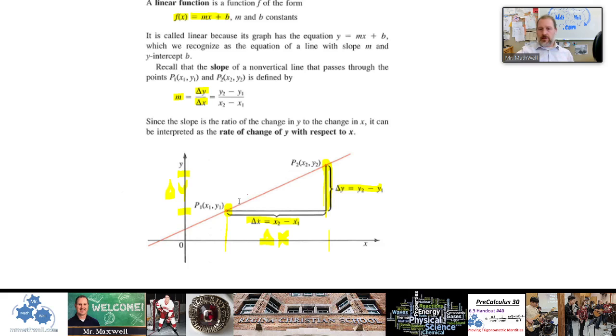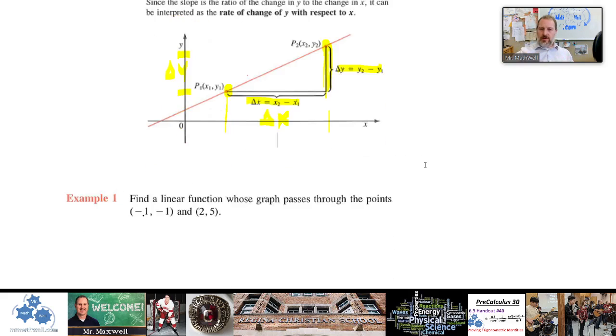Another way that we can represent this change, this slope, okay, the rise over the run, is the rate of change of y with respect to x. So a slope can be understood as how is y changing as x changes, okay? Difference in y, difference in x, all right?